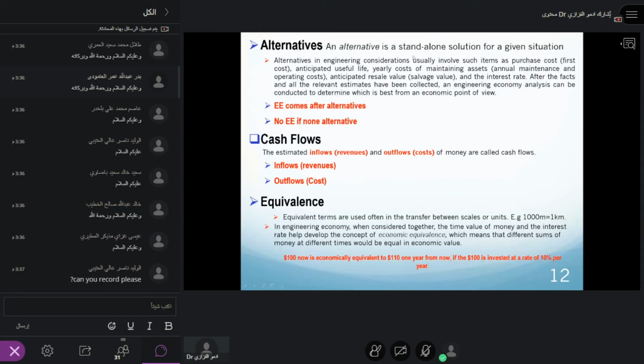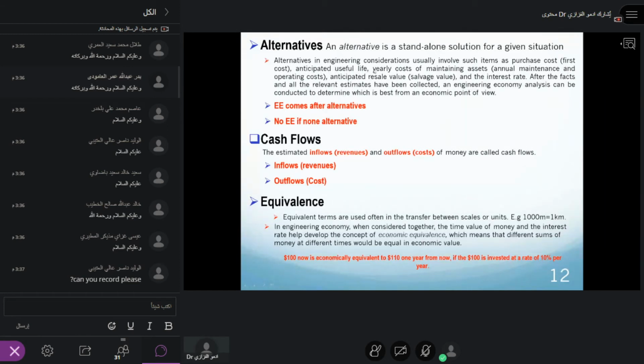So alternatives in engineering considerations usually involve items such as purchase cost, the money you use to purchase something. For example, you have two feedstocks. You are producing tomato paste in your industry, and you have an option of whether to buy local tomato, or buy tomato imported from another country. Of course, the amount of money you use to buy imported tomato will be higher than the amount you use to buy the local tomato. So the purchasing cost of the local tomato will be lower than that of the imported one. This is an alternative usually discussed in engineering economy.